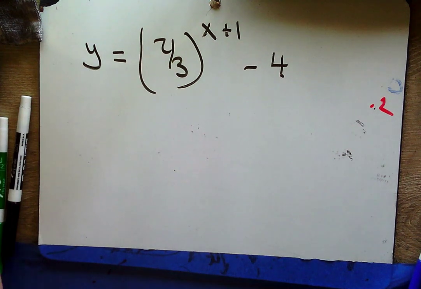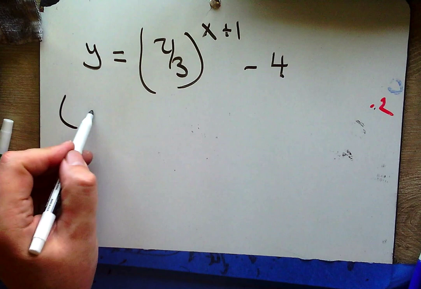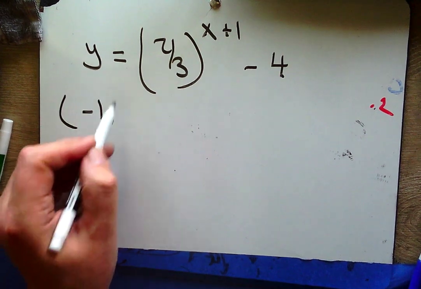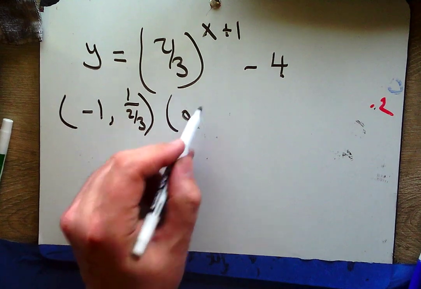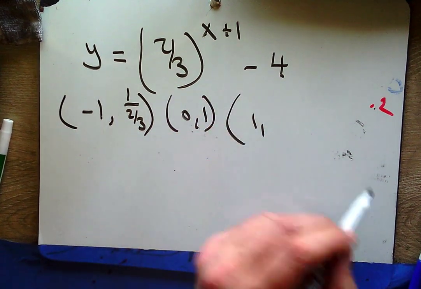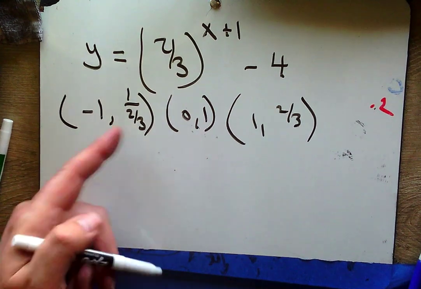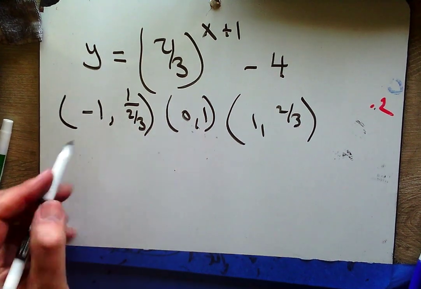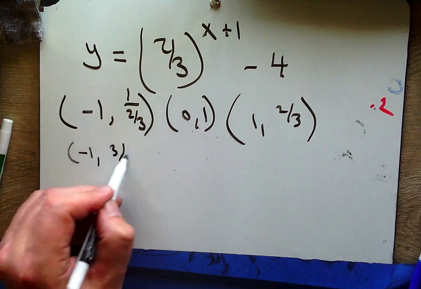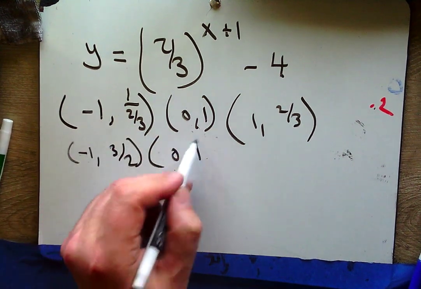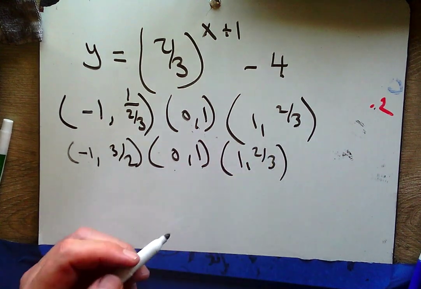Hi, welcome back. Your reference points? Yeah, I know, right? Negative 1, 1 over 2/3, 0, 1, 1, 2/3. So here, I think I'm going to do the flip and multiply. And so then I'm going to have negative 1, 3 over 2, 0, 1, and 1, 2/3.